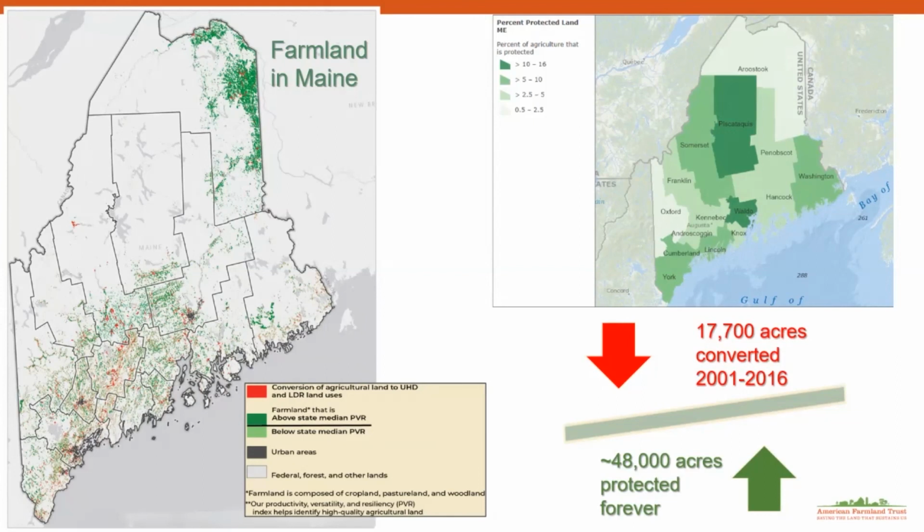The conversion we're looking at is of two types: to urban and highly developed, but also to low density residential. You can see where the clustering is happening, as everybody would expect, more in southern Maine. But you also can see some up in northern Maine in the midst of some of the finest farmland in the country. In the other map on the right side, what you see is how much land has been protected. And this is actually a new data layer that we're just working on.